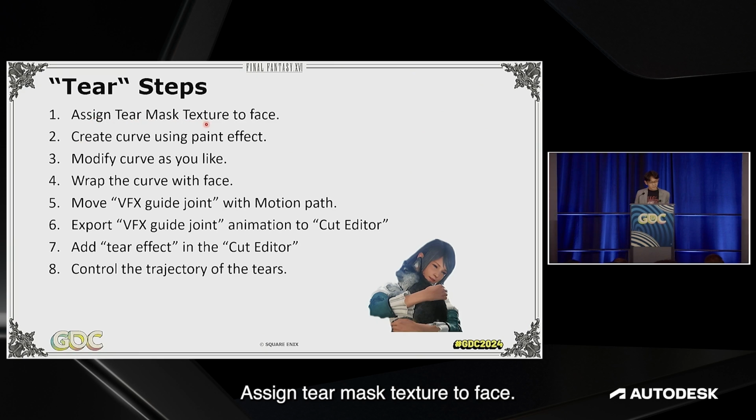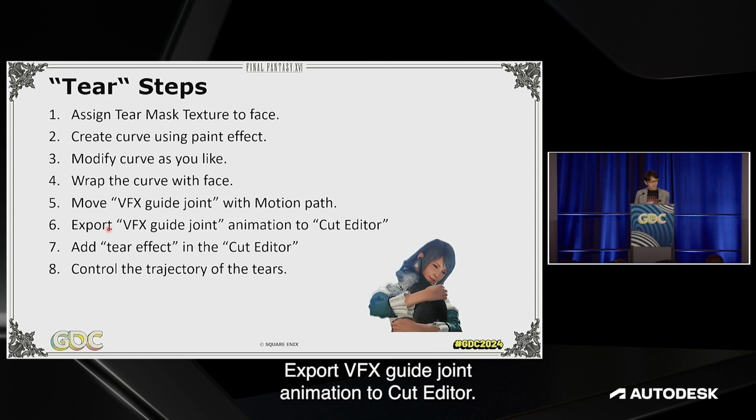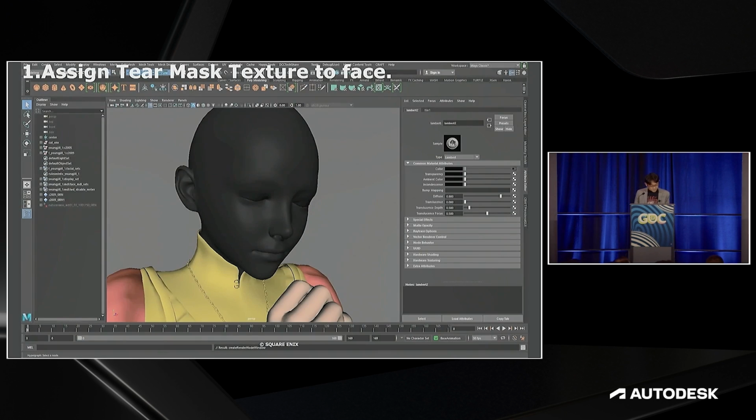Assign tear mask texture to the face. Create a curve using paint effect. Modify the curve as you like. Wrap the curve with the face. Move the VFX guide joint with a motion path. Export the VFX guide joint animation to the cut editor. Add the tear effect in the cut editor. Control the trajectory of the tears. I will explain this process.